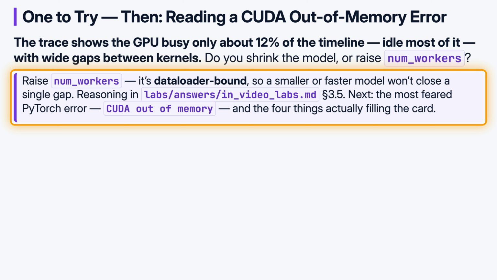Next, we read the most feared PyTorch error, CUDA out of memory. We find the 4 things actually filling the card.